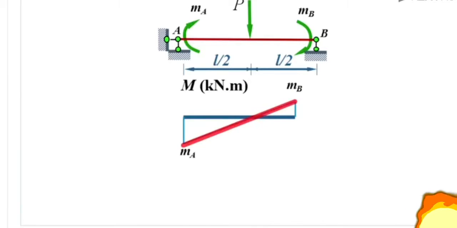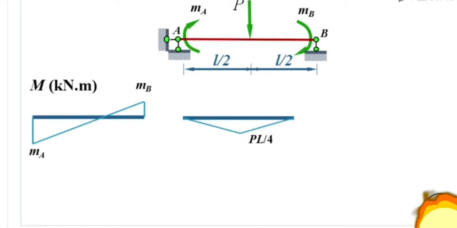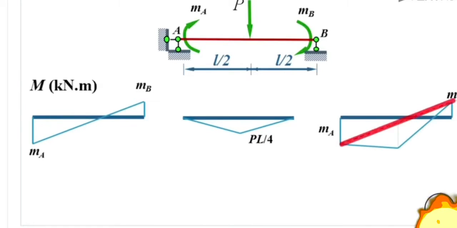It's a diagonal line. The bending moment diagram is a broken line under the action of a concentrated load. Then we could obtain the bending moment diagram for the original structure by using the superposition method. We take this straight line as a baseline and superimpose such a broken line. The ordinate here is a quarter of PL.